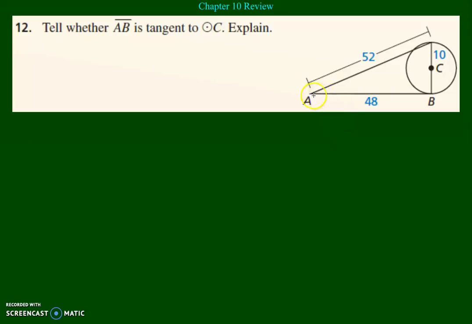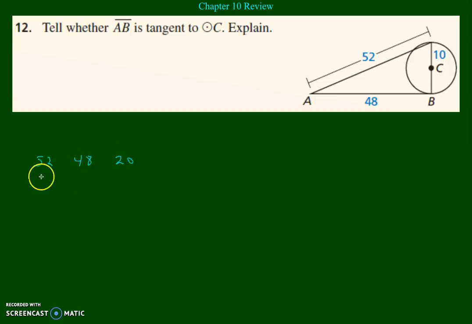In this problem, we're asked to determine if AB is tangent to circle C. The way that this would be tangent is if this was a right angle. The only way this is going to be a right angle is if this length is a hypotenuse and these are legs that satisfy the Pythagorean theorem. Now this looks kind of suspect that it might be a Pythagorean triple. So we can see that one radius is 10, so this whole side is 20. And my side lengths here are going to be 52, 48, and 20.